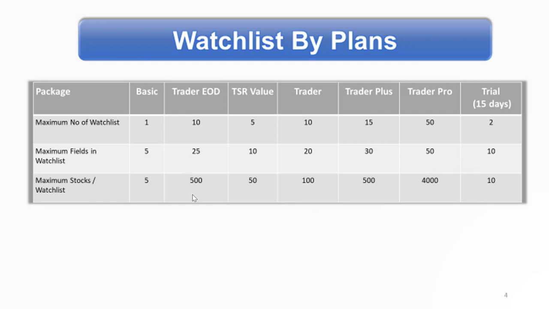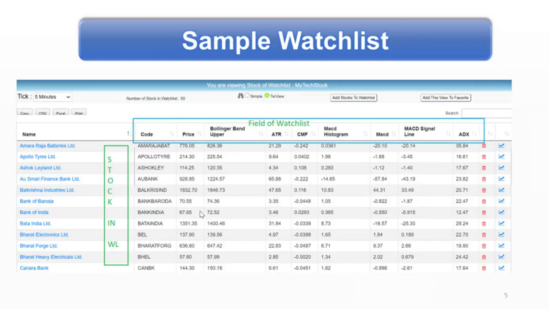It could be a little overwhelming or confusing without actually looking at how a watch list looks and what the purpose of a watch list is. So let's quickly have a look at a sample watch list we created for this presentation. A watch list typically looks like the number of fields that you have added to watch on a certain set of stocks. The set of stocks is mentioned here.